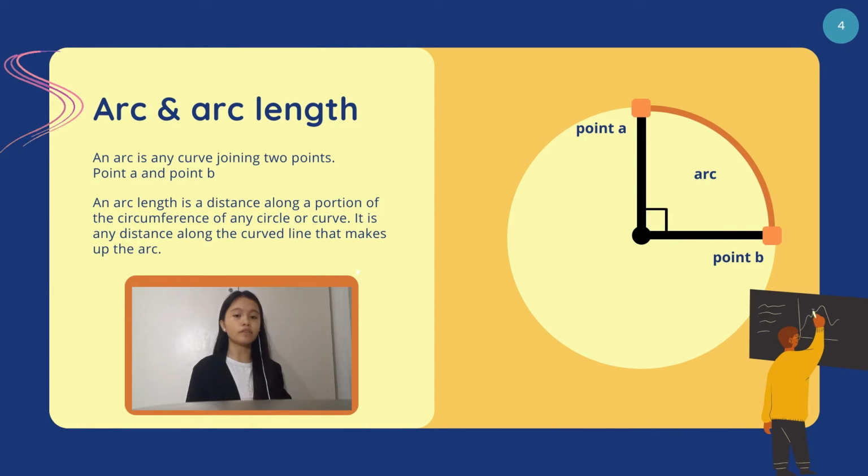By removing a part of the boundary of the circle, we get what we call an arc. It is any curve joining two points together, point A and point B. An arc length is the distance along a portion of the circumference of any circle or curve. It is any distance along the curved line that makes up the arc. Now, the question is, how do we determine the arc length?